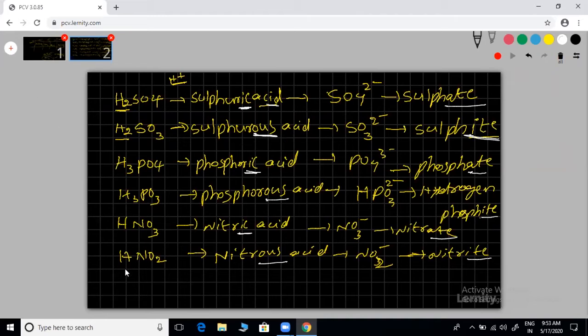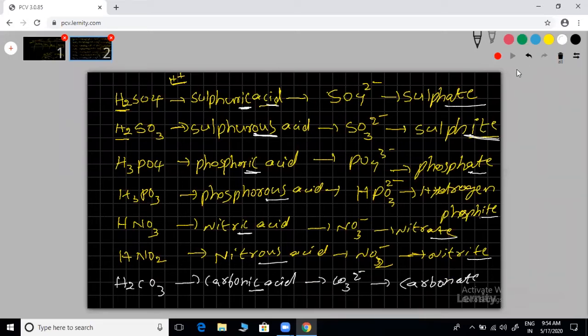If completed, I will go further. Next, H2CO3. Now, what is the name? This is carbonic acid. Is it correct? Ic acid. What will you get here? CO3 2 minus. What do you call the name? Carbonate. Understood? Any doubt? Let me know.